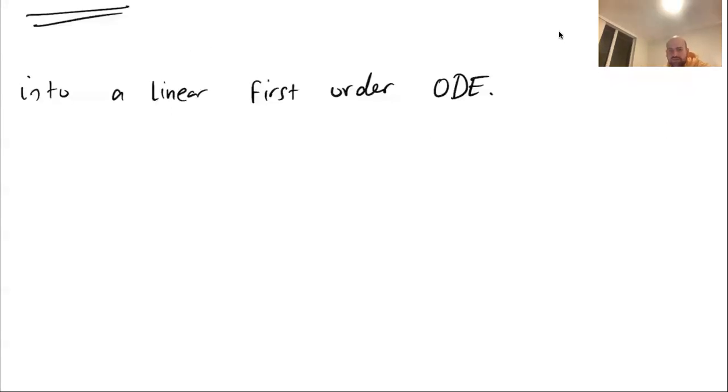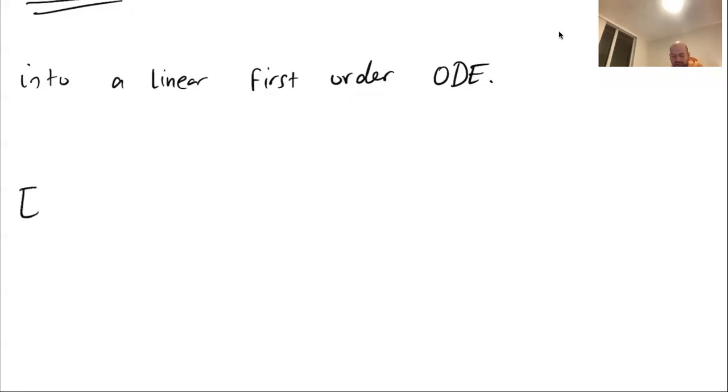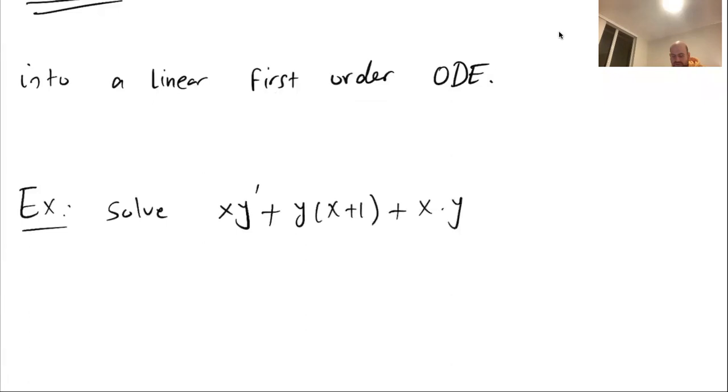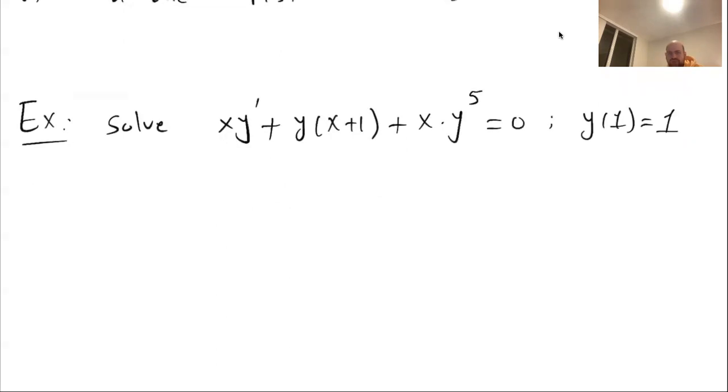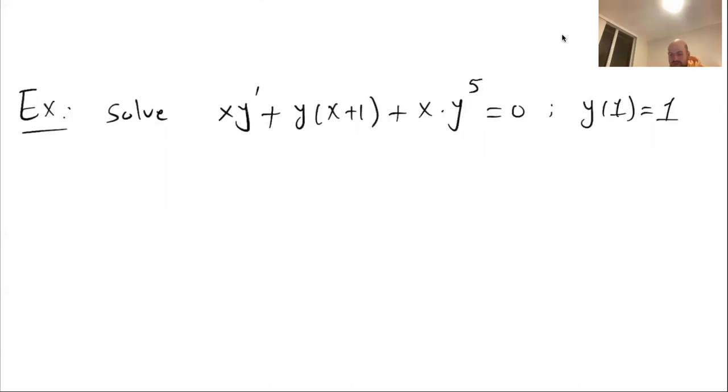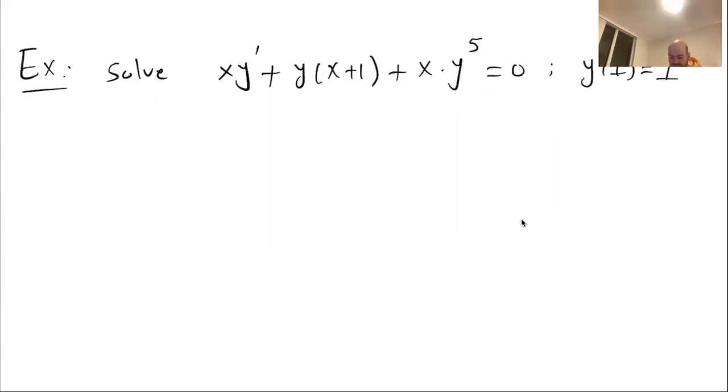All right, let's look at this example. Solve xy prime plus y times x plus 1 plus x times y to power 5 equals 0 with y of 1 equals 1. So first we can write it as a Bernoulli equation. If you look at the general form of a Bernoulli equation, we can see that we can write it as a Bernoulli equation. We just need to take this term to the other side.